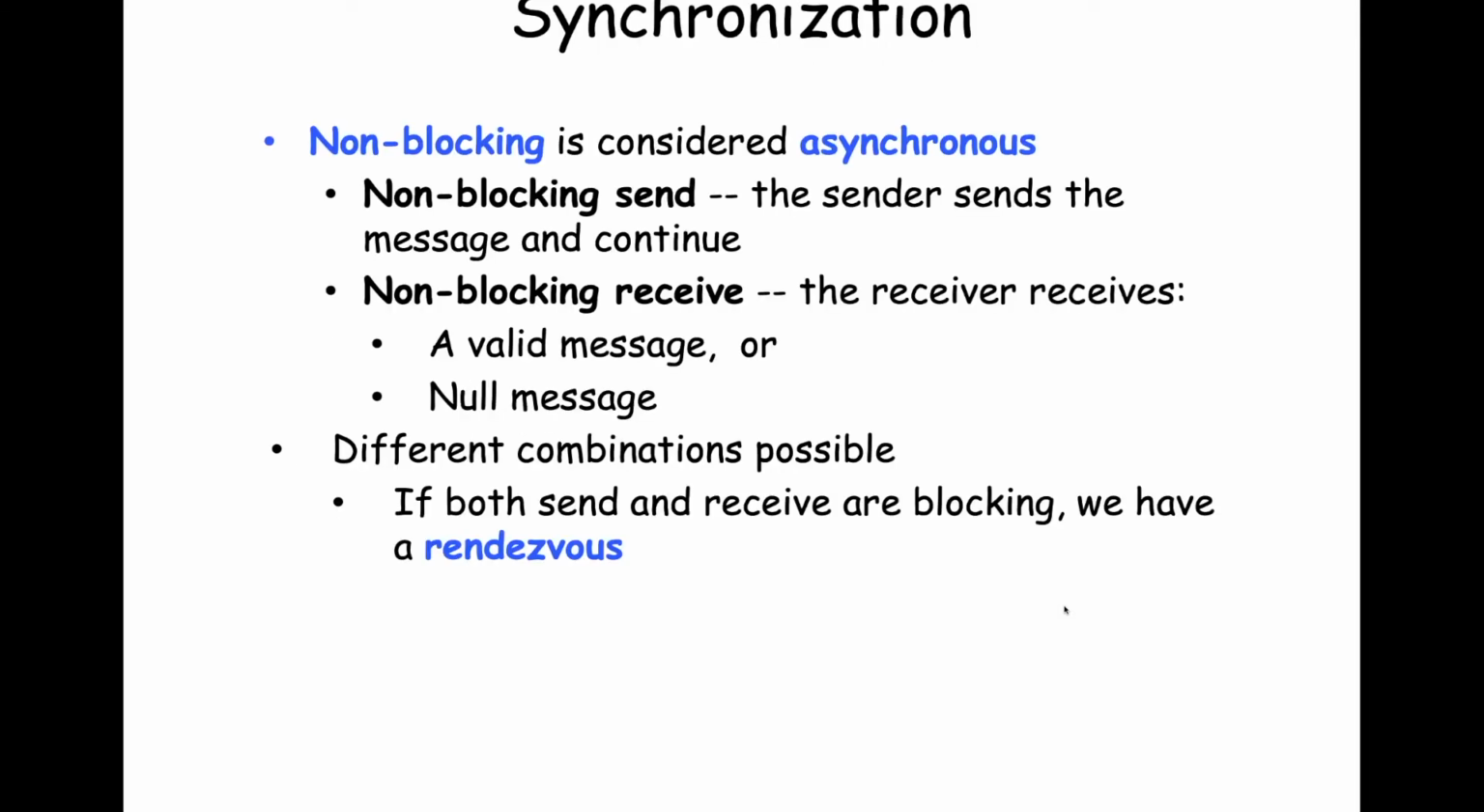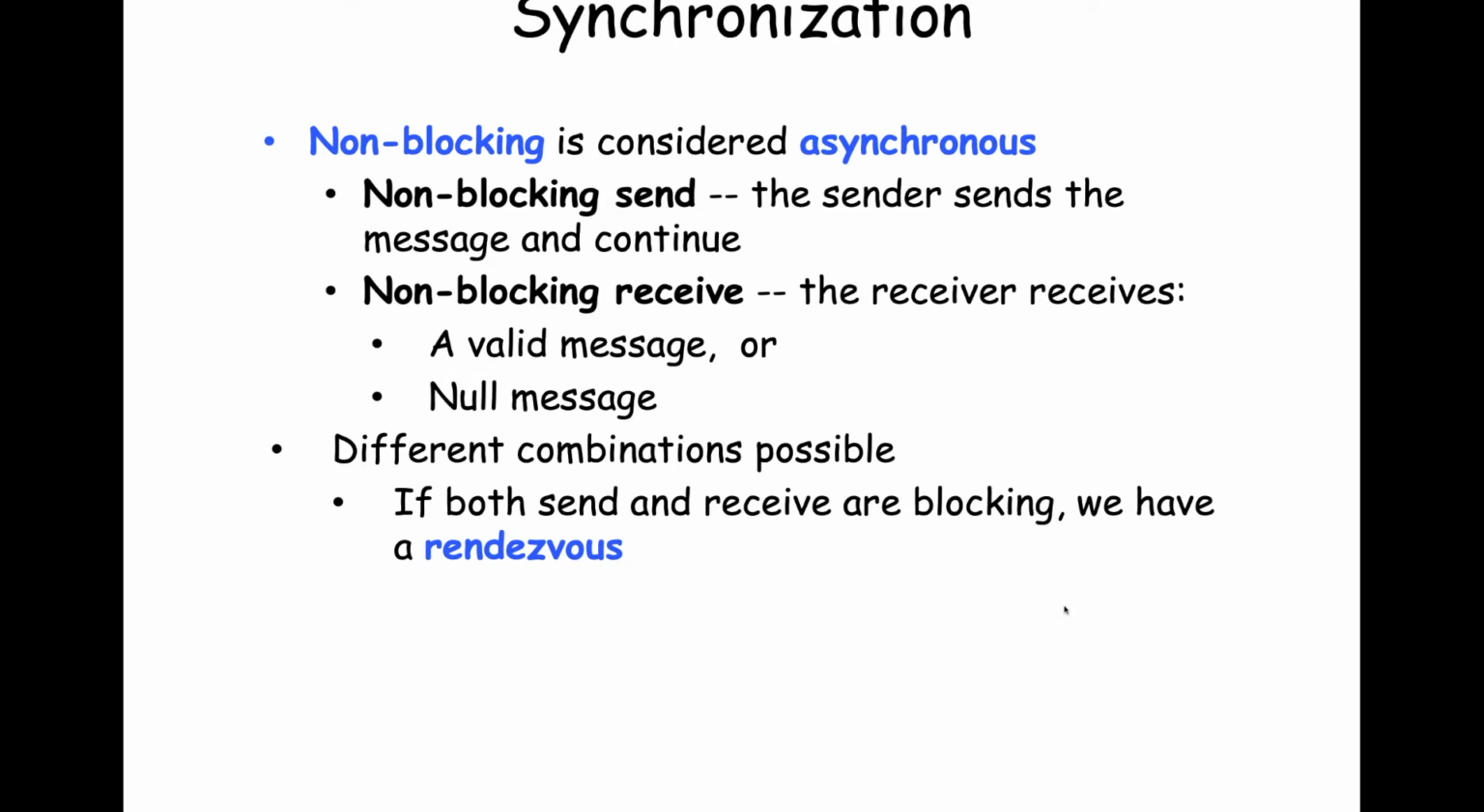So where we last left off, we talked about synchronization, and we said with respect to IPC, or interprocess communication, you can have non-blocking sending of data, where the sender sends the message and continues on, and then is later notified with a response. With your non-blocking send and your non-blocking receive, the receiver receives either a valid message or a null message. And there are different types of combinations possible, but if both sender and receiver are blocking, that's called a rendezvous.